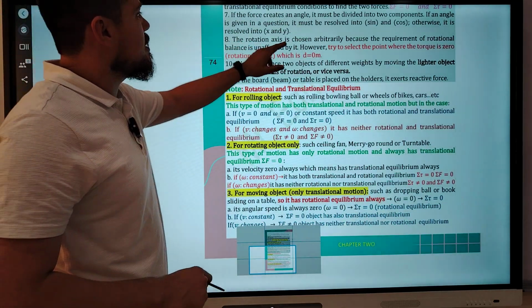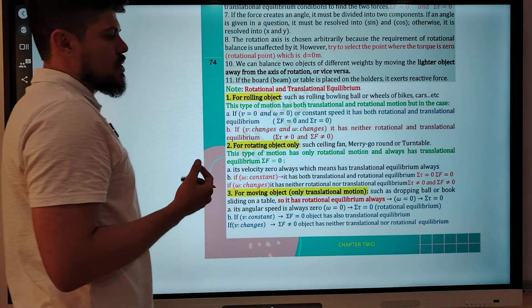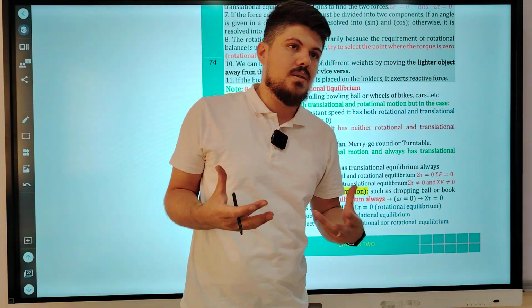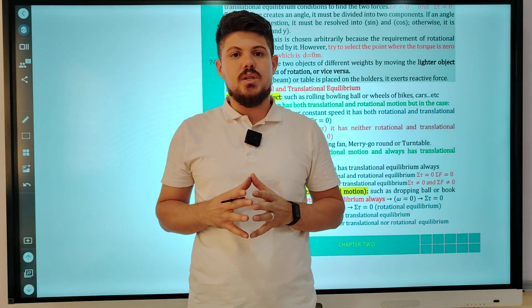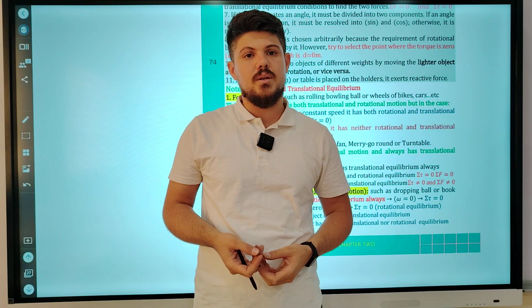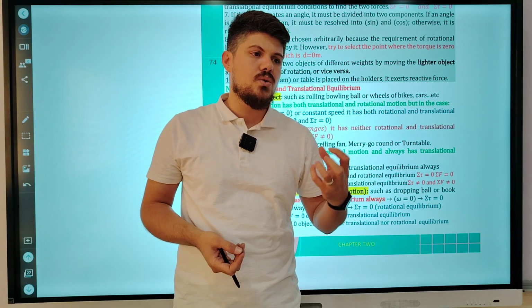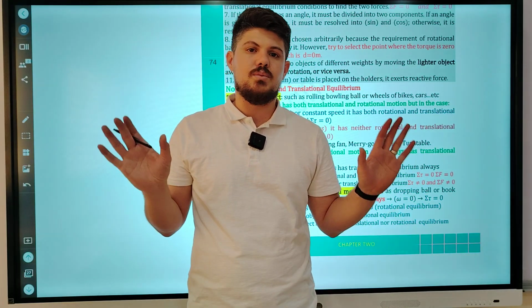So the rotation axis is chosen arbitrarily, because you can select the axis of rotation. Sometimes in some questions, they do not give you the axis of rotation in the question. So without the axis of rotation, you cannot solve the question. Be careful. In that case, how can you choose the axis of rotation if it's not given in the question? It's up to you.